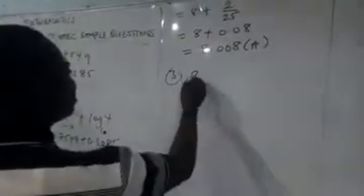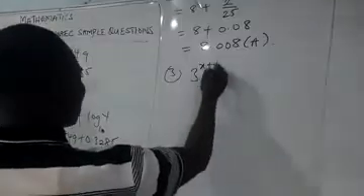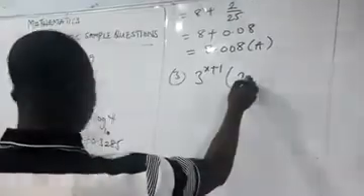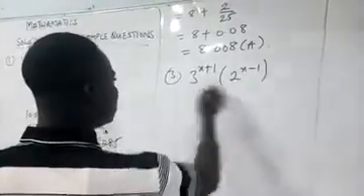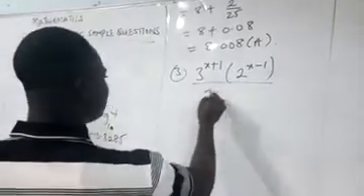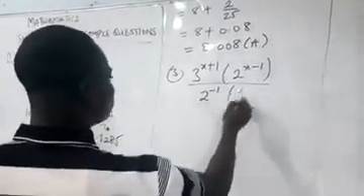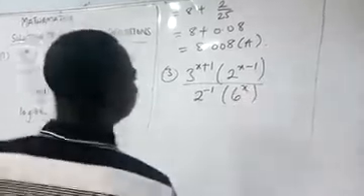Now number 3. We have 3 raised to the power x plus 1 into 2 raised to the power x minus 1 over 2 raised to the power minus 1 into 6 raised to the power x. That is what we have.